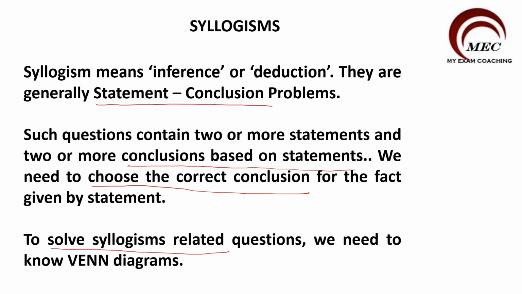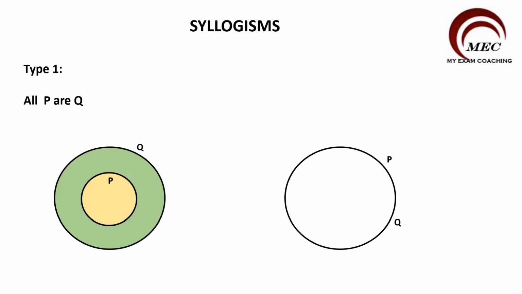So syllogism related questions are very important, and they are solved by using Venn diagrams. So we will see what Venn diagrams are also. So let us go to the next part and see what they are. Type 1 questions. The first type of questions are asked like this.